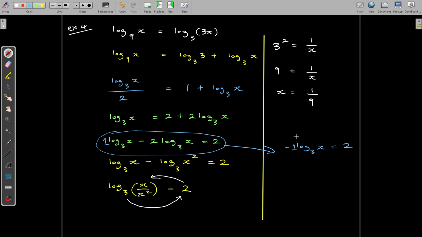Then the law told us to bring this to the power. So log base 3 of x to the negative 1 is equal to 2. So yes, we would end up back with the same answer, where we would say 3 squared is equal to this. So 9 is equal to x to the negative 1. 9 is equal to 1 over x. So same thing, x is equal to 1 over 9.